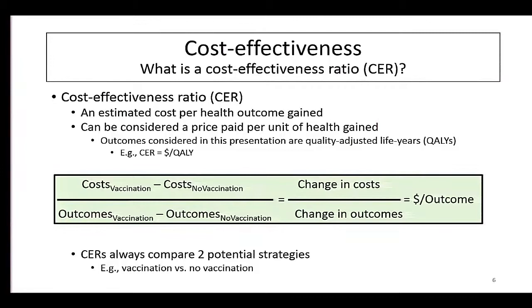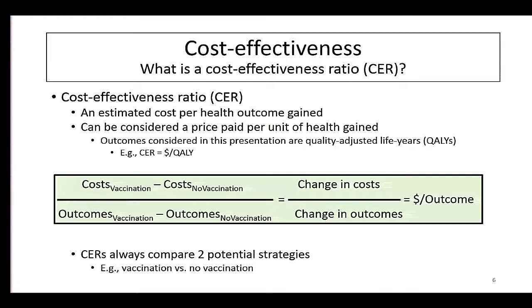A cost effectiveness ratio can be considered a price paid per health unit gained. And the health unit, in some of these models, will vary. One very common one is a cost per case avoided. In this case, we'll be talking about costs per quality adjusted life year gained. And a QALY, as it's abbreviated, is suitable to herpes zoster because a QALY accounts for morbidity loss, and the main disease burden of herpes zoster is in pain, which is a morbidity outcome.